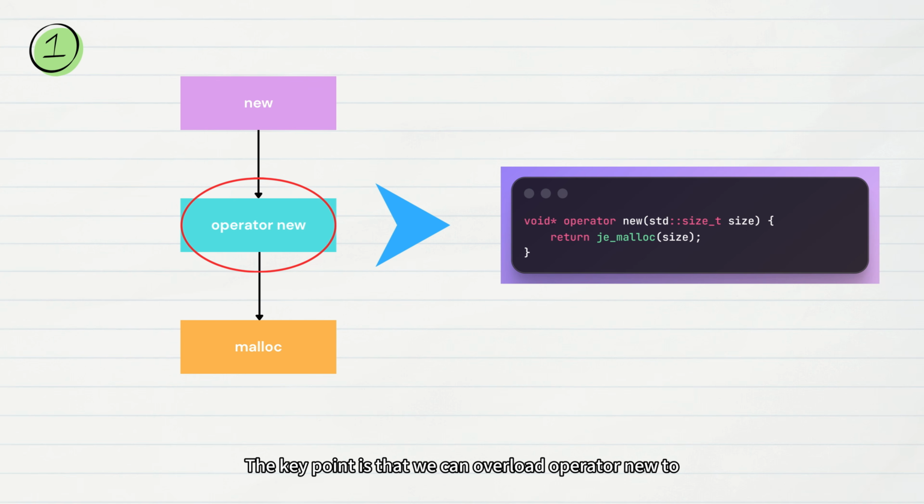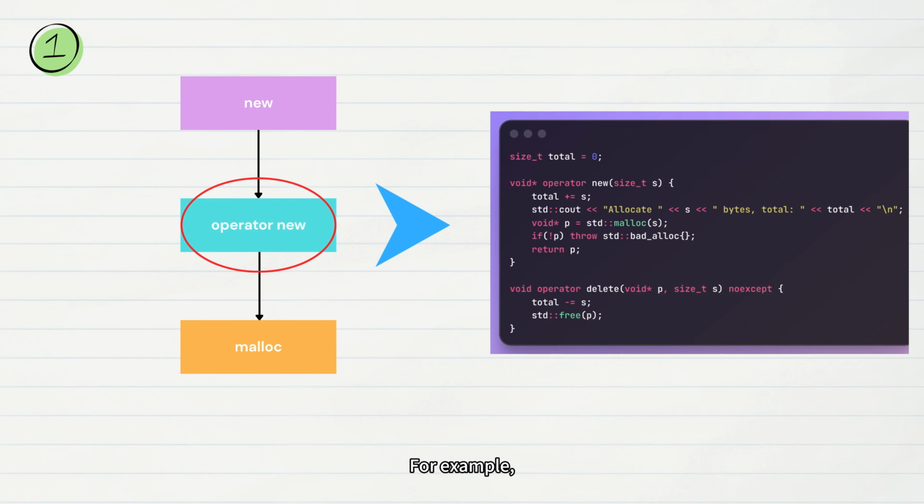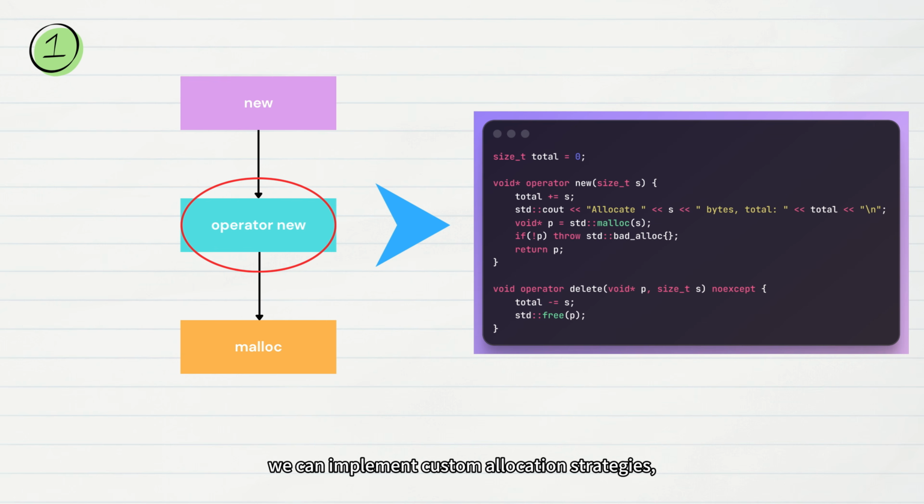The key point is that we can overload operator new to take full control of the memory allocation logic. For example, in high-performance scenarios, we can implement custom allocation strategies such as memory pools or allocation statistics by overloading operator new. All new expressions reuse that allocation strategy, thus achieving flexible customization of the memory allocation mechanism.